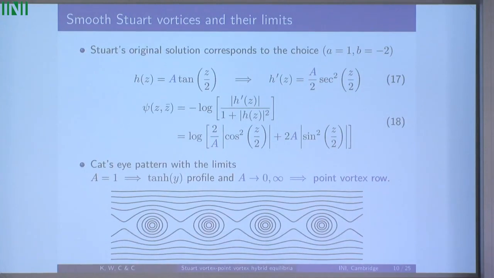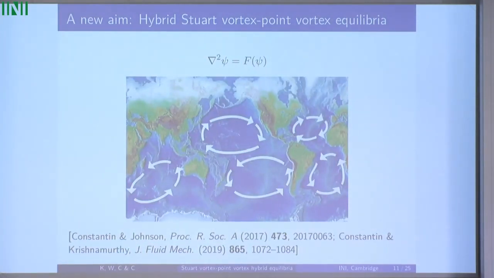And you can also take other limits, but they're interesting from a fluid dynamics point of view, but we don't bother about that now. Okay, so we saw smooth Stuart vortices. We also have point vortices. What we want to do is to combine them, and we call them hybrid equilibria. But why are we interested in doing this?